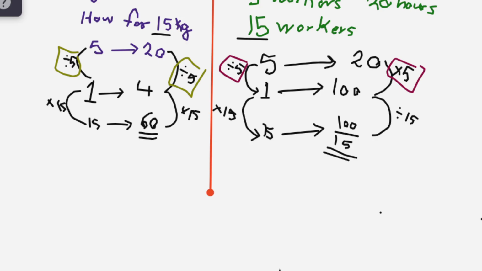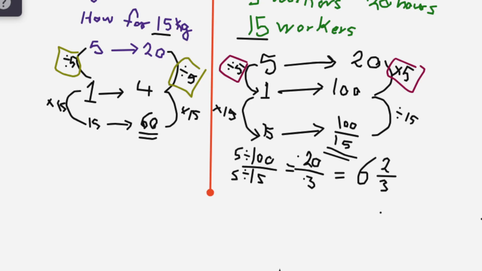Now this was just an example to help you understand it. Still, let's find the final answer here. 100 divided by 15. You need to reduce, so let's divide both by 5. 100 divided by 5 is 20, and 15 divided by 5 is 3. Let's write it as a mixed number. How many times does 3 go into 20? It goes 6 times. What's the leftover? 2/3. So it will need 6 and 2/3 hours.